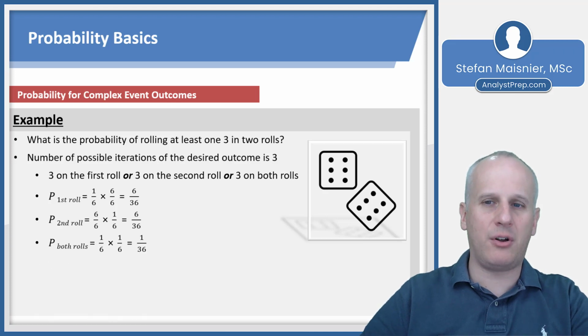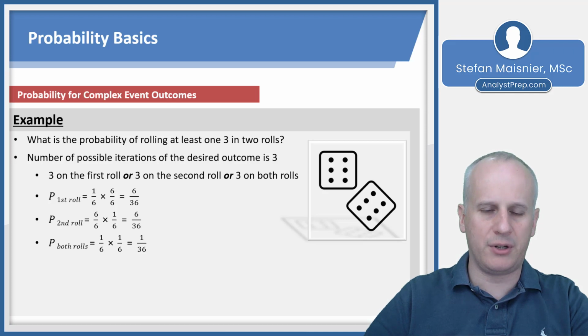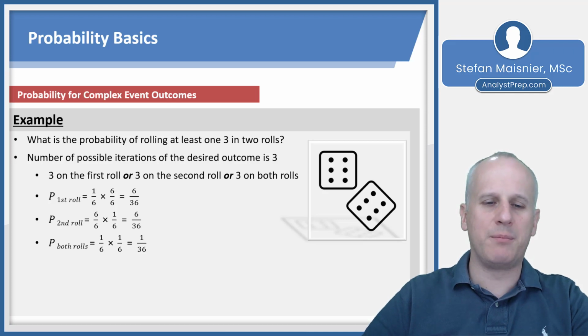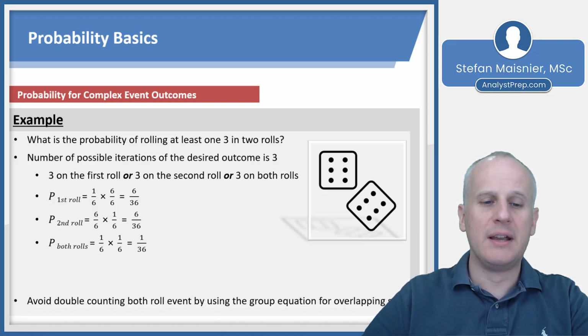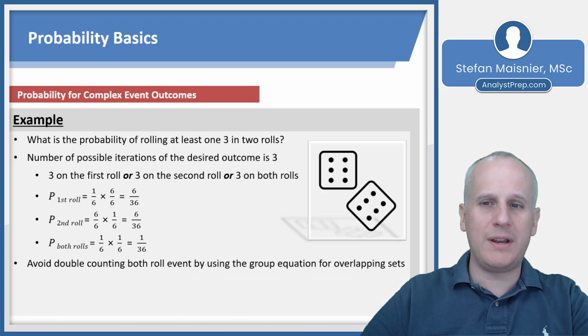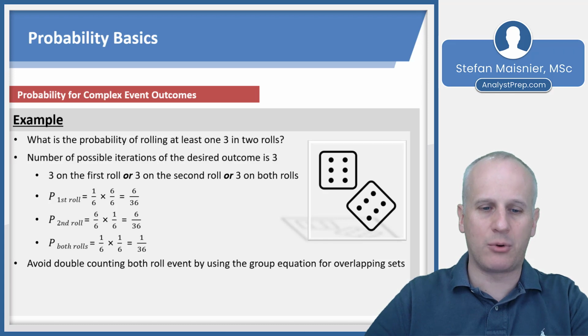But we also have to consider what happens when we roll a 3 on both of the two independent rolls. That would be a 1 out of 6 for the desired first 3, times 1 out of 6 for the desired second 3, which is another 1 out of 36 chance that you get exactly 2 threes. And you must avoid double counting by using the group equation for overlapping sets, to make sure that you didn't count the both-rolls case as a unique outcome for both the first roll and the second roll.